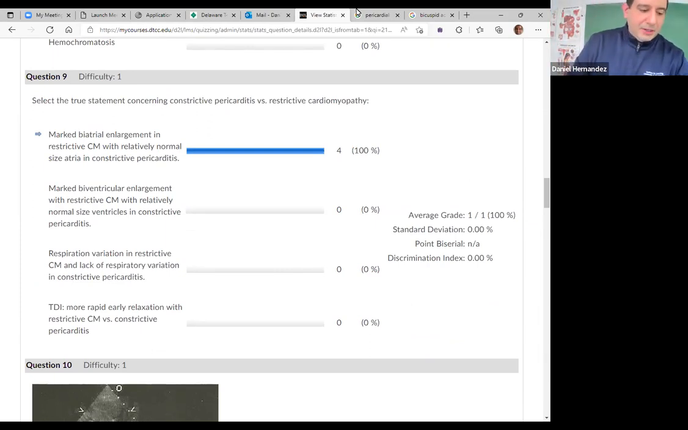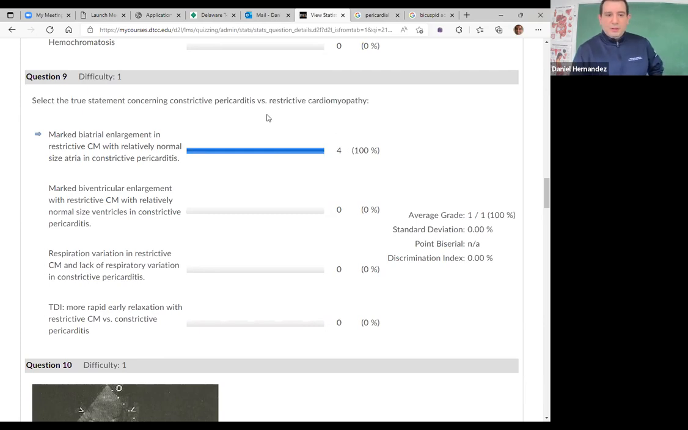Just remember that with constrictive pericarditis, that stiffened pericardial layer, you'll actually have respiratory variation within your mitral and tricuspid inflows. You'll also have pulsus paradoxus. So you can have influence again with your respiratory variation with your pulses and your pressures. So with that, inspiration and expiration will affect your mitral and tricuspid inflows and augment with each. With restrictive cardiomyopathy, you don't have that.